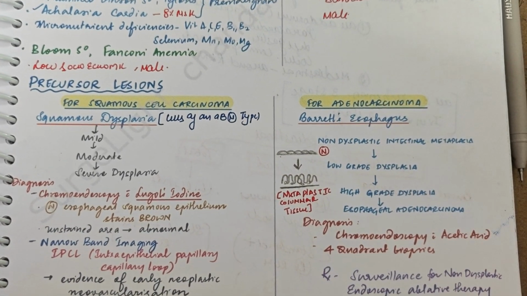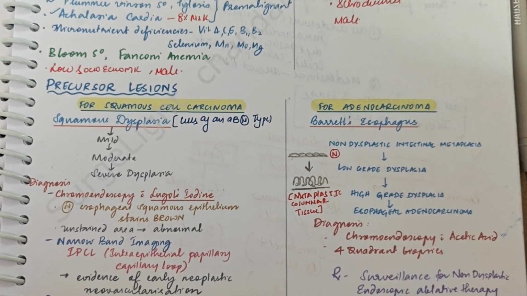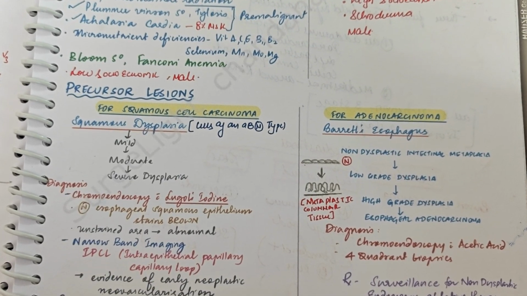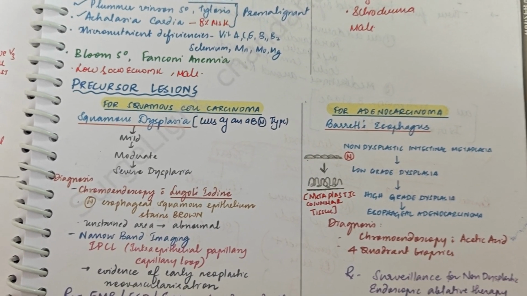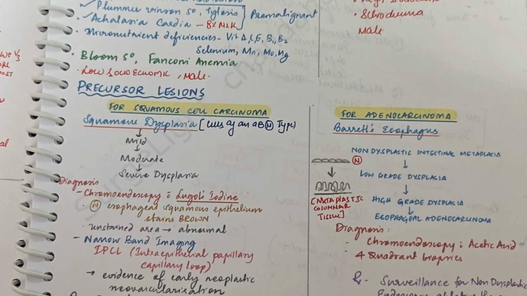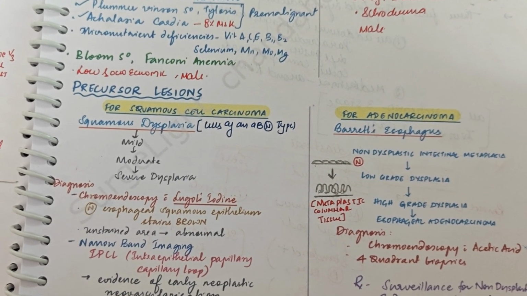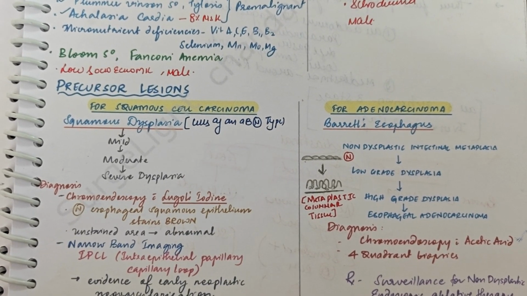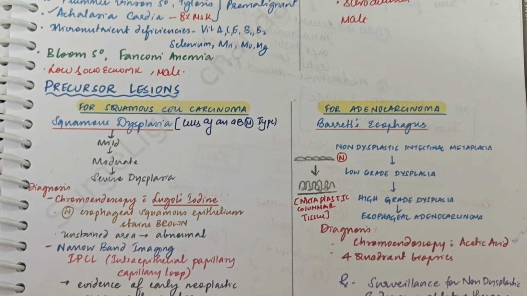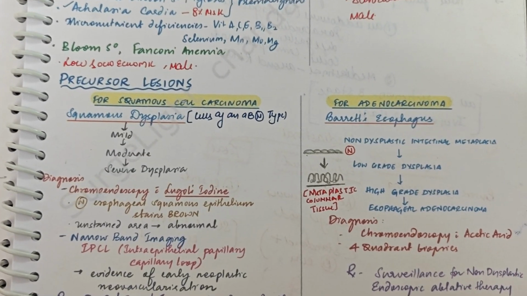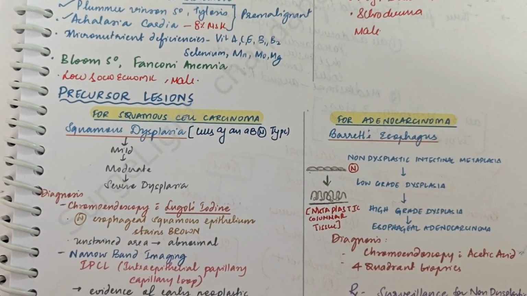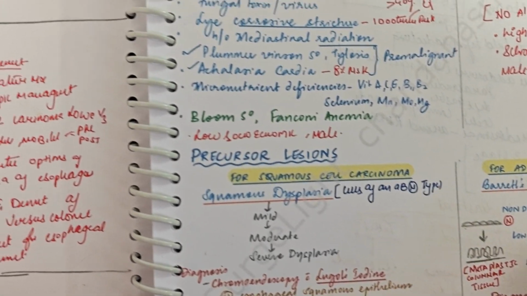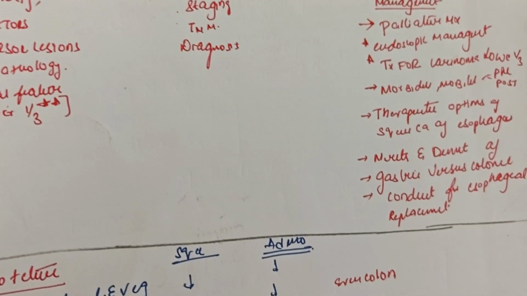After the metaplasia, first you have a non-dysplastic intestinal metaplasia. Once the squamous epithelium of the esophagus is replaced by intestinal epithelium, it starts with low grade dysplasia, then high grade dysplasia, and then esophageal adenocarcinoma is formed. So that's how the precursor lesions are found.